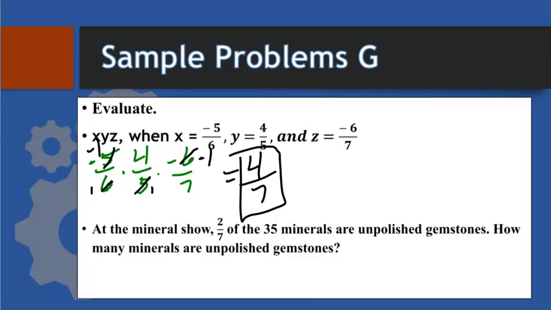And our last one, at the mineral show 2/7 of 35 minerals are unpolished gemstones. How many minerals are unpolished gemstones? So I'm going to divide a 7 here and divide a 7 here and get 5. 2 times 5 is 10, so 10 gemstones. So that is our lesson on multiplying fractions.